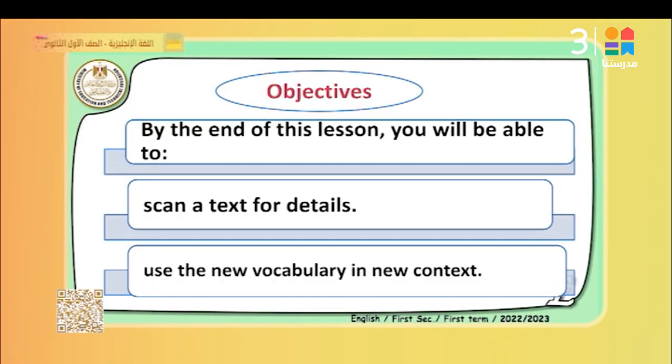Our objectives for this unit are to learn the vocab of the new lesson. We are going to use this vocab in sentences of our own, and we are going to read a biography of Robert Louis Stevenson, our great writer. We are going to learn a lot about his life. So let's start together.